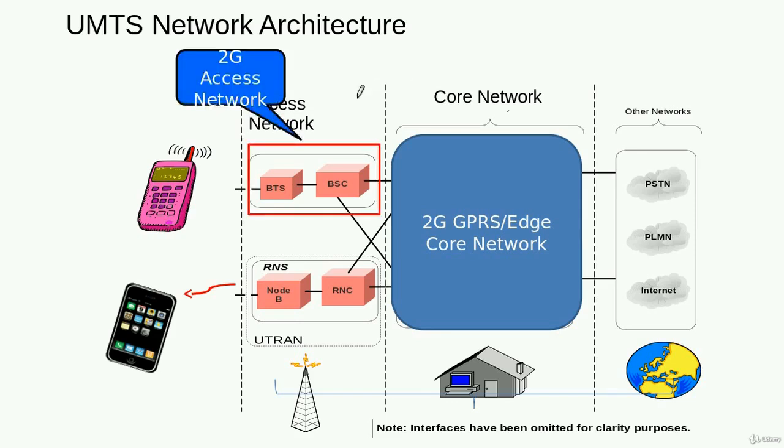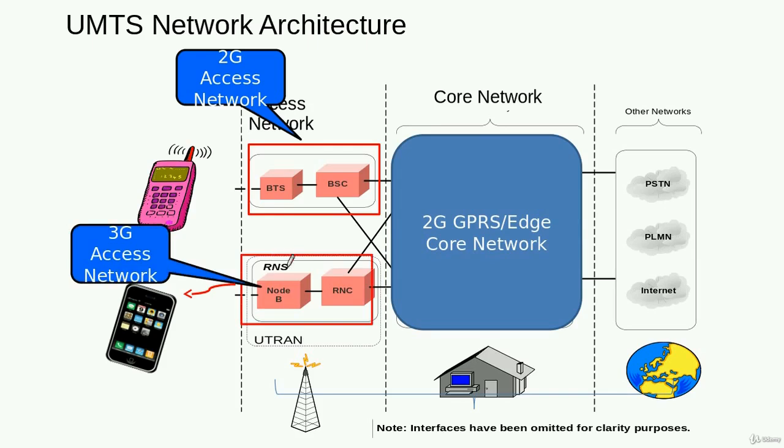Now talking about the 2G access network, it consisted of two parts, which is the base station, which is known as the BTS, and the BSC. BSC controlled the base station, while in the 3G radio access network, basically we have the Node B instead of the BTS. This means that the Node B has somewhat similar functionalities as the BTS.